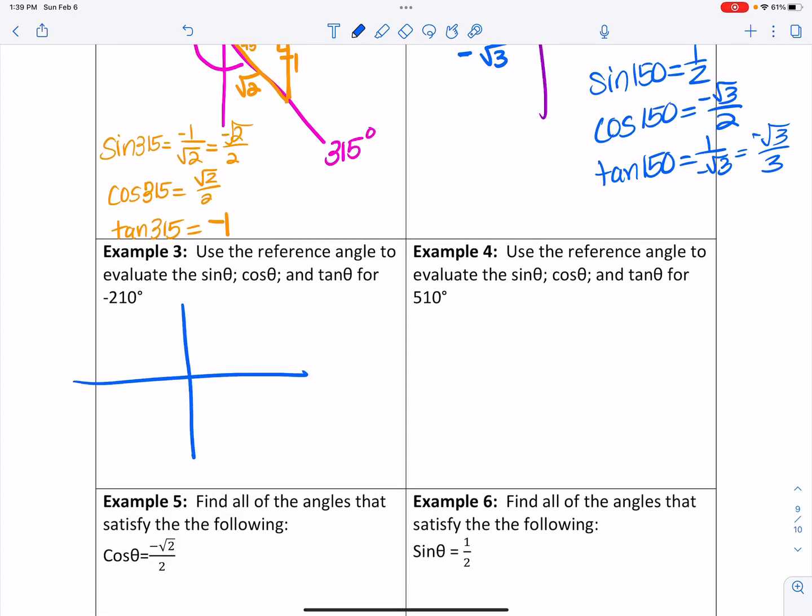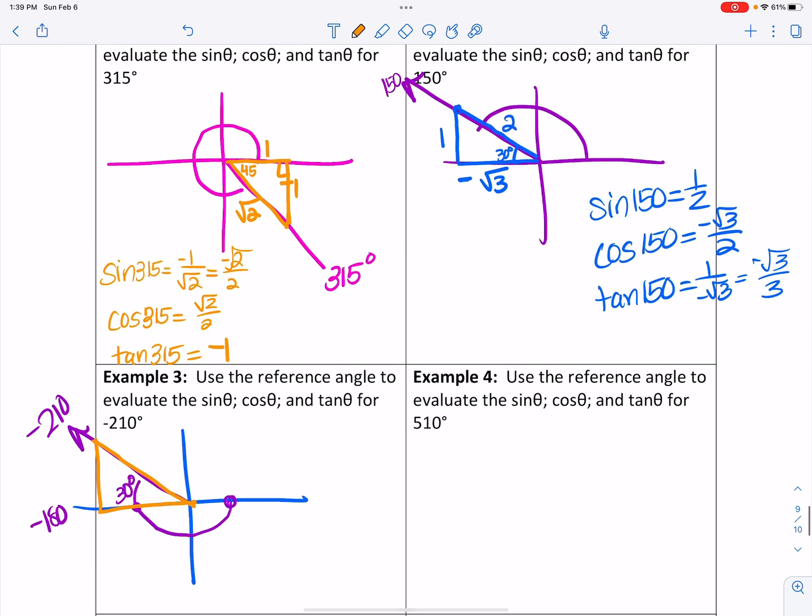If I do the same thing with a -210, so I start here and I'm going to go, here is 180 and here is 210. My reference angle is 30 degrees, right? So can't I put a triangle on this? This should look really familiar. Isn't this the same? Look at these two triangles.